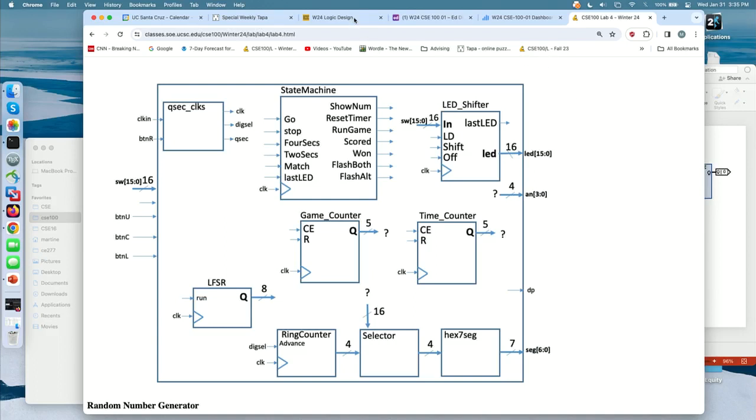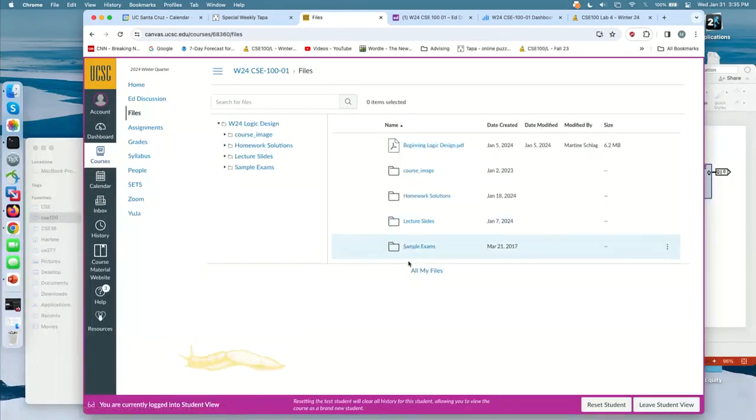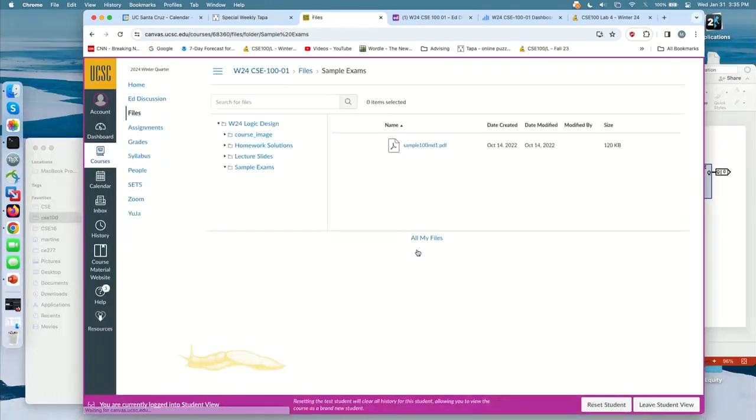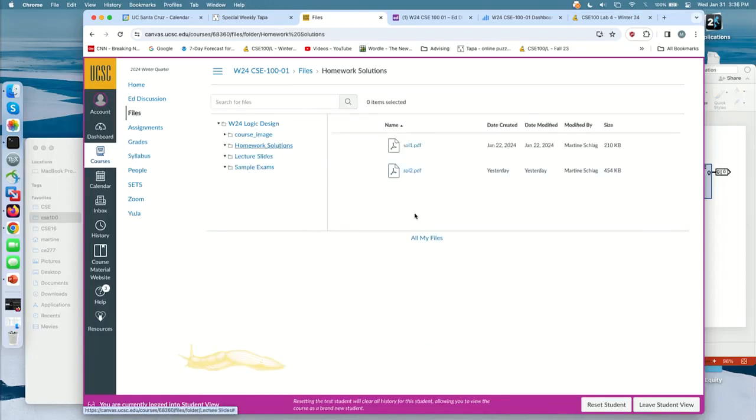Any questions on anything? You do know that there is a sample midterm, right? Yes. And you do know that all the slides are here. And you do know that all the homework solutions, except of course solution 3, are there. Solution 3 will be there tomorrow.